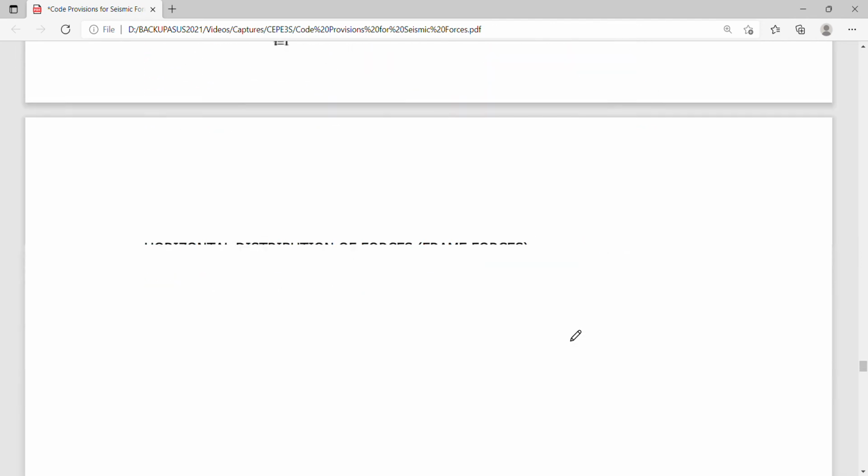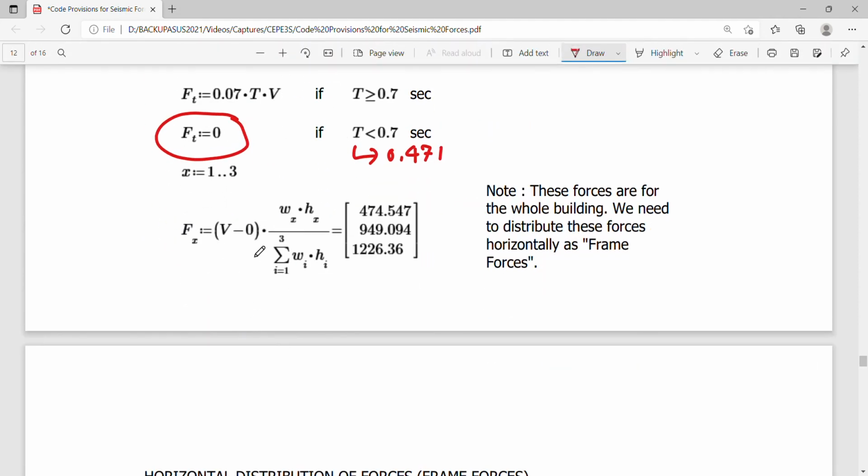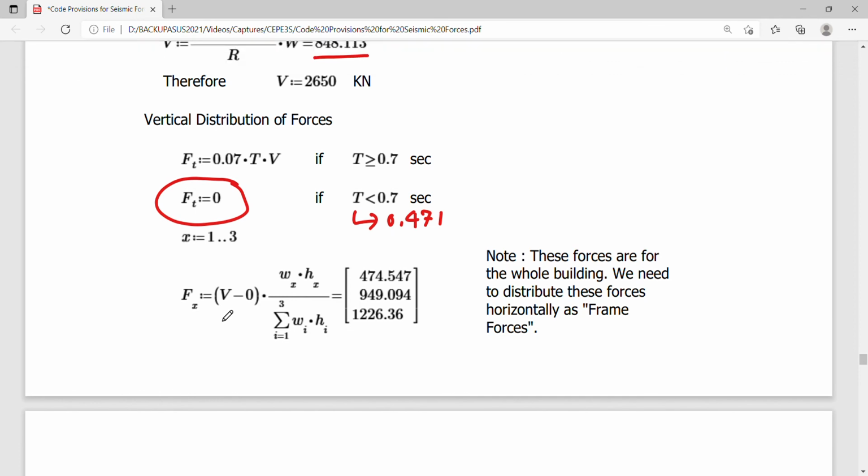So that's why if we take a look at this Ft computation here, when T is less than 0.7 seconds, we only obtain a 0.471 T here. So we fall on the Ft equal to 0 value. So we can disregard Ft here on the formula and just consider the V, the base shear, solely, and compute for the forces on the basis of this equation. Okay, so this is a MathCAD tool.